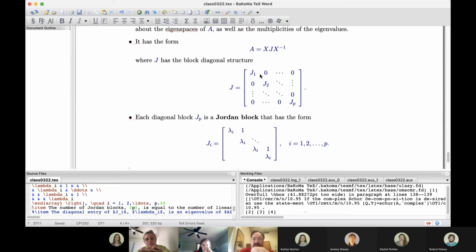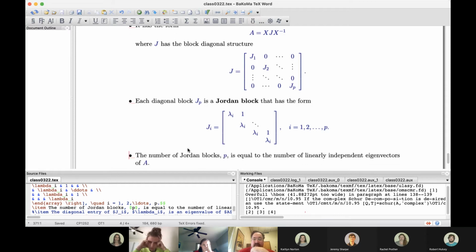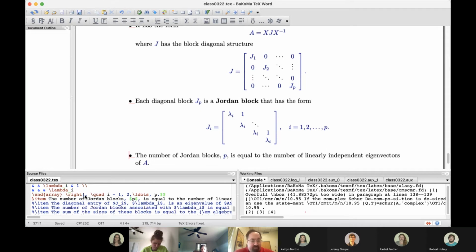Now, how many blocks do we have? It says P altogether. What does P mean? That's how many linearly independent eigenvectors A has in total. If A is diagonalizable, then as an n by n matrix you'd have n such blocks, and each block would be 1 by 1, so that Jordan block would simply be the eigenvalue itself. But if you don't have a full set of n linearly independent eigenvectors, then you're going to have some blocks that are larger than 1 by 1.